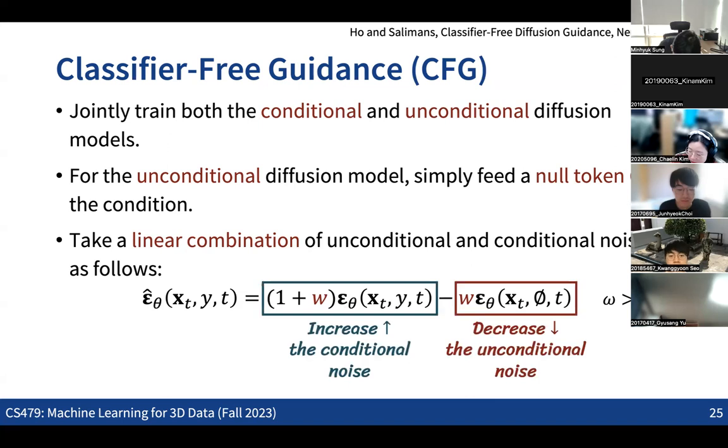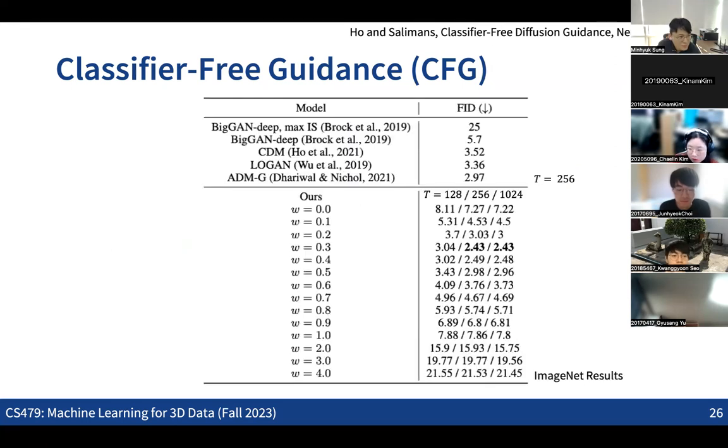As we increase W, we are increasing the conditional noise, and we are decreasing the unconditional noise, even making its coefficient negative. So this is a very engineering idea. What we can see is that this is the DDPM case, for classifier guidance, where you train the additional classifier.